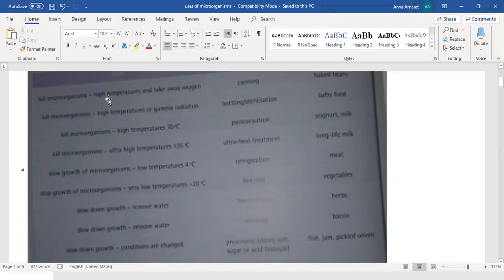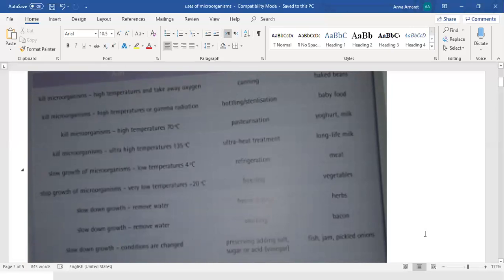Canning kills microorganisms. You put them in high temperature and take away oxygen. In any can, you can see the food, the oxygen is removed and it's put in high temperature, then immediately canned. Boiling and sterilization also kill. Let's talk about refrigeration. Refrigeration, on the other hand, slows growth of microorganisms. Freezing stops the growth, but it does not kill microorganisms.